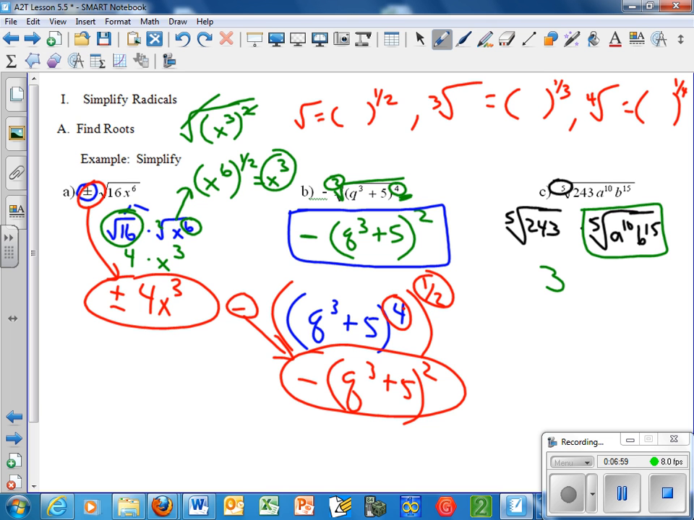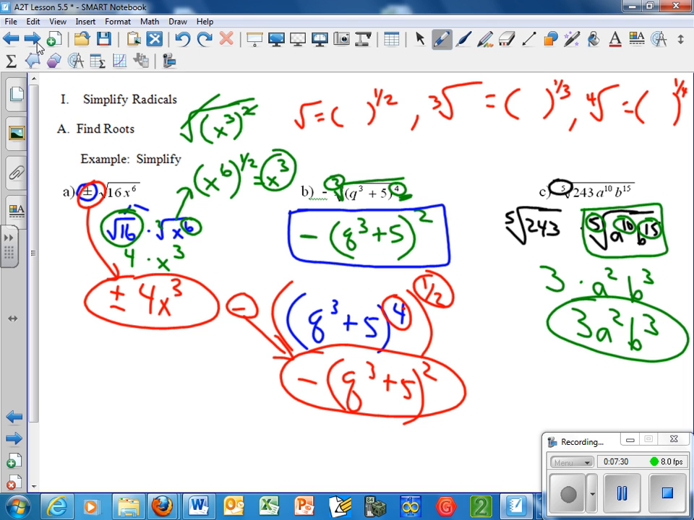Simplifying this part of it, one way to do it is to take the power on a and divide it by the index on the root, which in this case is 5, so that would be a squared. Do the same with b to the 15th: divide that exponent of 15 by the 5, and it would be b to the 3rd. So I have 3 times a squared b to the 3rd, and that would be my answer right there.